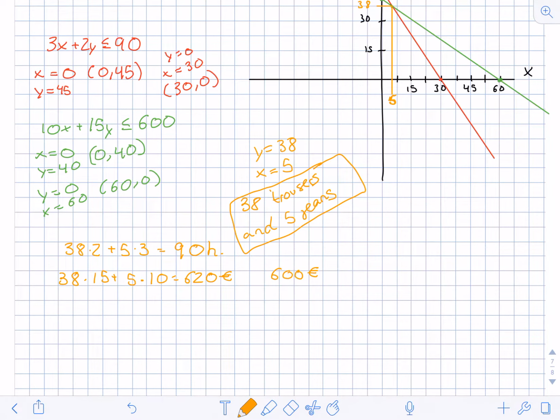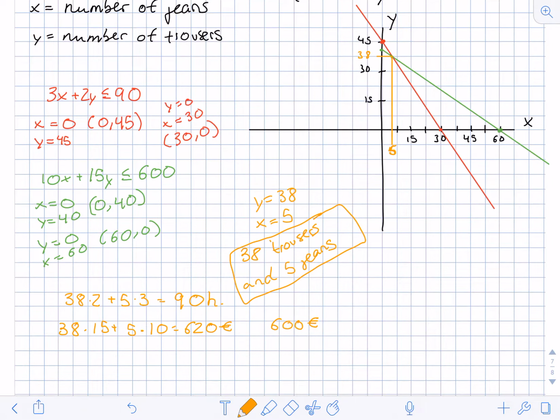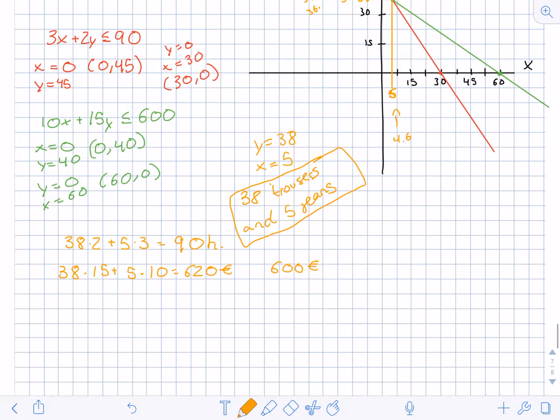So what I did is that, because this is a graph and it's not really accurate, maybe that 5 might be 4 jeans instead of 5 jeans, and then here this might be 4 instead of maybe 4 point something, and this here might be 37.1 or 36, but because it's not really accurate, we can't really rely on the graph. But this is the way to do it with the graph, okay?